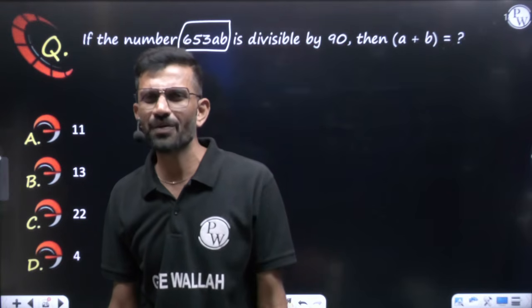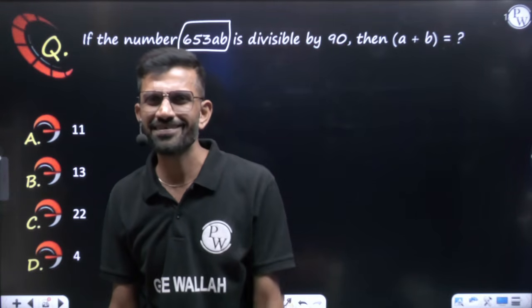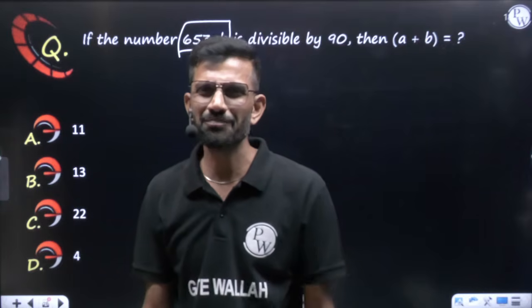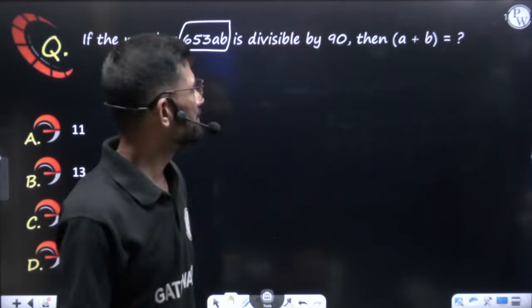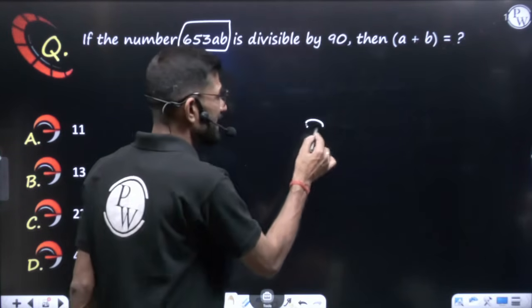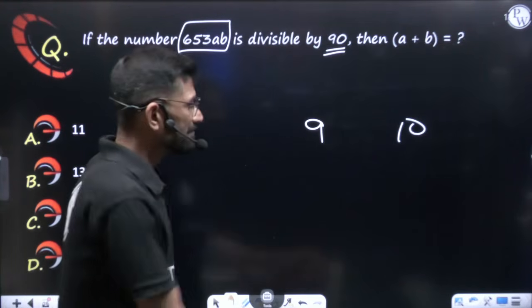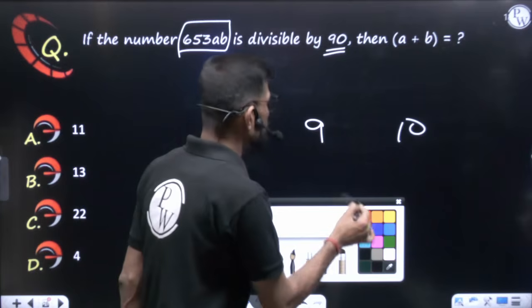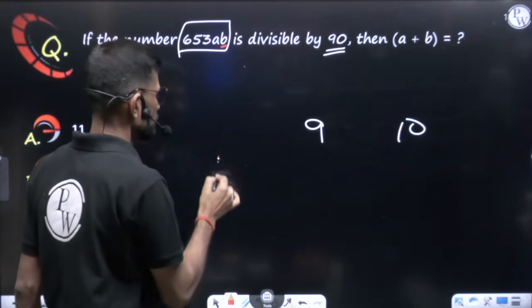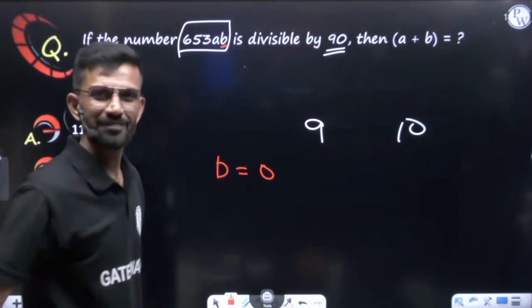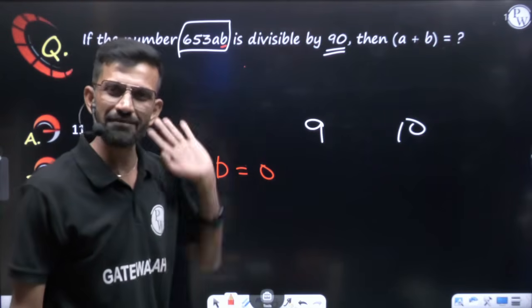Break 90 into co-prime factors. 9 tens are 90. Both are continuous numbers, and 2 continuous numbers are always co-prime. Means the given number should be divisible by 9 as well as by 10. Then the given number will be divisible by 90. The 10 divisibility rule you know very well. The last digit should be 0. Means you got B value as 0. B should be definitely 0.